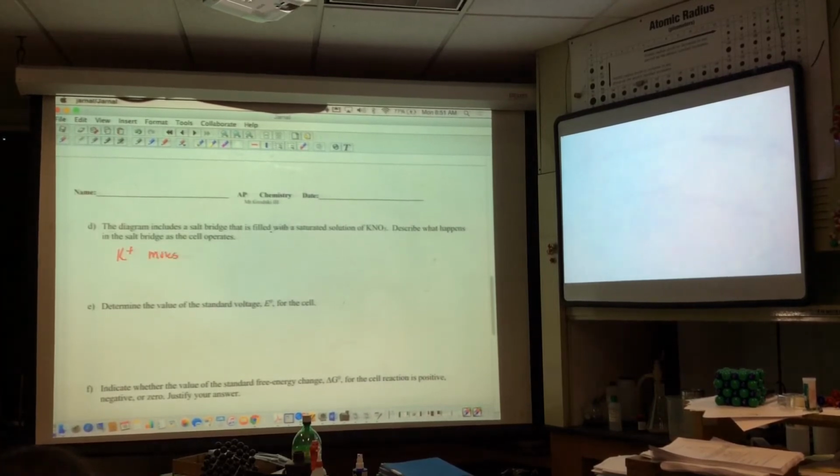So K plus ion moves toward the reduction cell of the battery. To do what? To maintain electrical neutrality.